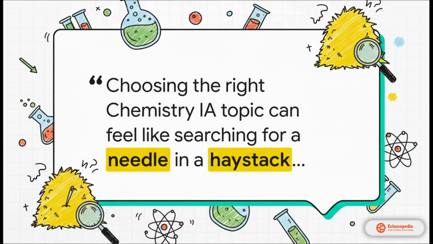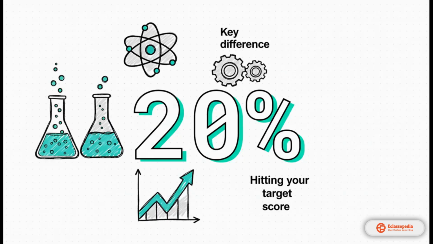But honestly, with the right game plan, you can turn this thing into one of the best parts of your whole IB experience. And it's a challenge that is absolutely worth taking on. I mean, this one project makes up a whopping 20% of your final IB chemistry grade. That's true for both standard and higher level. So nailing your IA can literally be the difference that gets you the score you're aiming for.